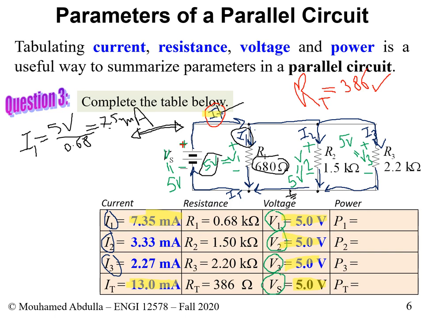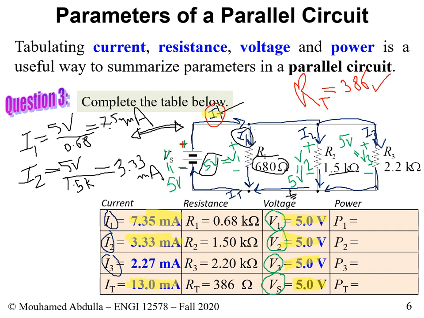Now, we could also find the current through the second resistor. It's the voltage, which is also 5 volts, divided by the resistance, which is 1.5K, and this gives us a current of 3.33 milliamps. Okay, let's see if we got that. That's exactly what we have. So this is also good.